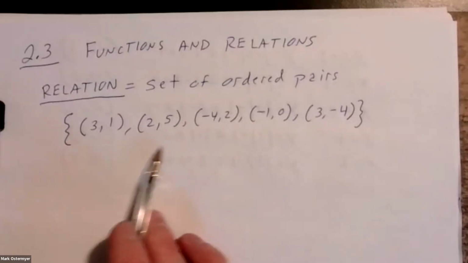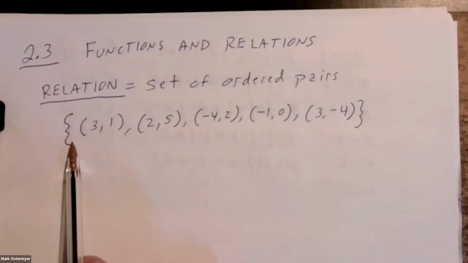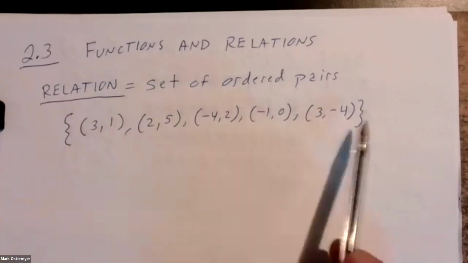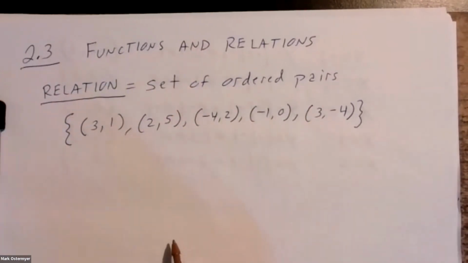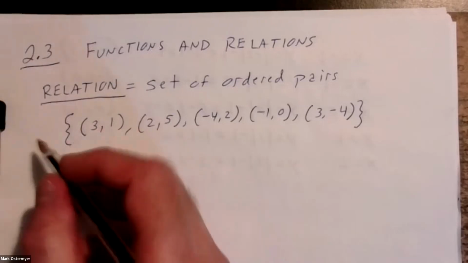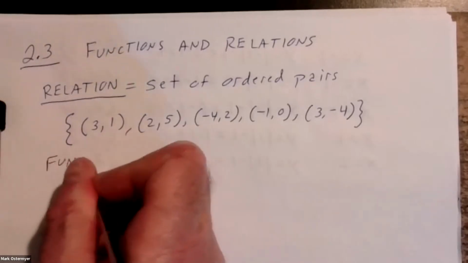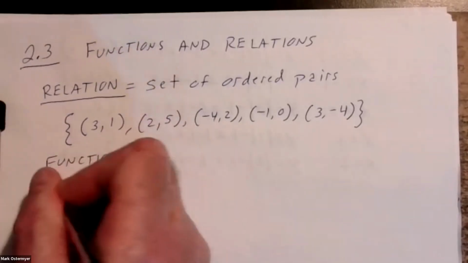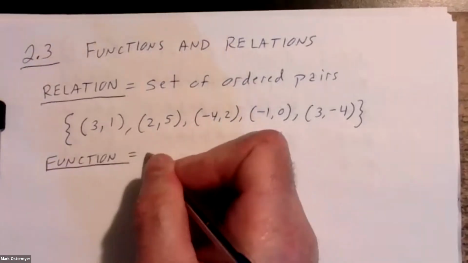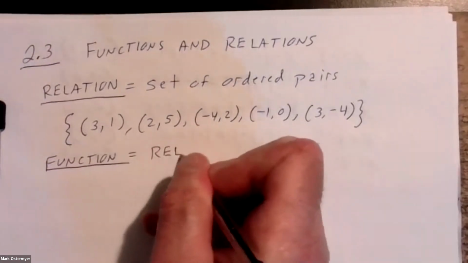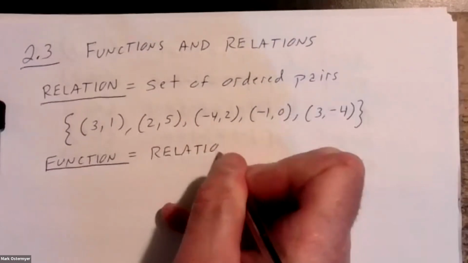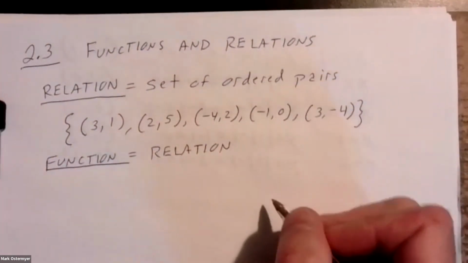Now, this is a set of ordered pairs, and we normally enclose a finite number of ordered pairs inside braces, open brace, closed brace. That's a relation. What's a function? A function is a relation. So all functions are relations, but not all relations are functions. A function is a special type of relation.